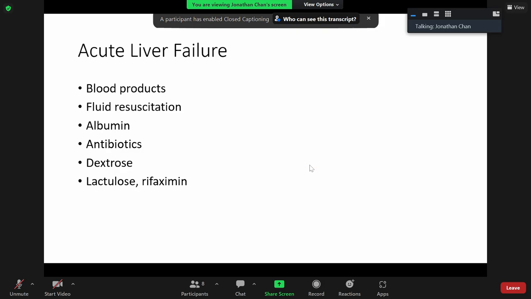Ammonia levels can be elevated as well, but patients with liver failure generally have elevated ammonia levels regardless of whether that's the cause of their symptoms. So they really should be treated for that as well, using lactulose and rifampicin.